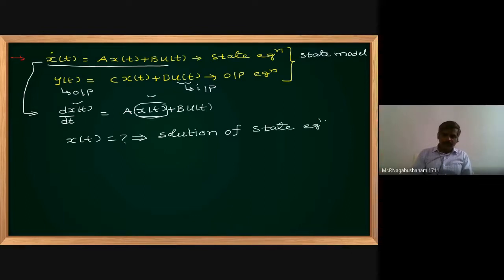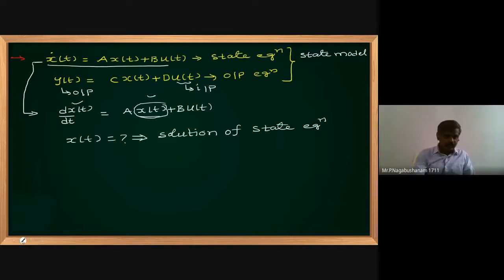Why? The state equation is a first order differential equation. Then how do we obtain the solution? There are different methods: for first order, variable separable method, homogeneous method, linear differential equation method, Bernoulli's equation, exact differential equation. I'm not going to use those; that is a maths subject. In any exam, a competitive exam, state board or central board, they will ask what is the solution of a state equation. Please listen: x of t is the solution of a state equation.